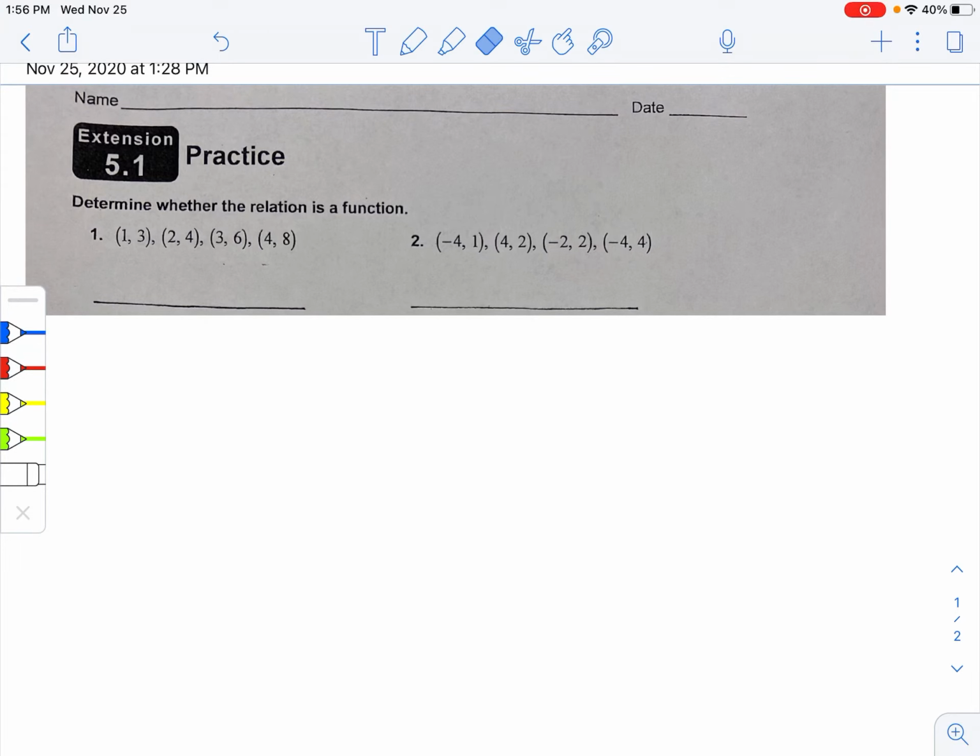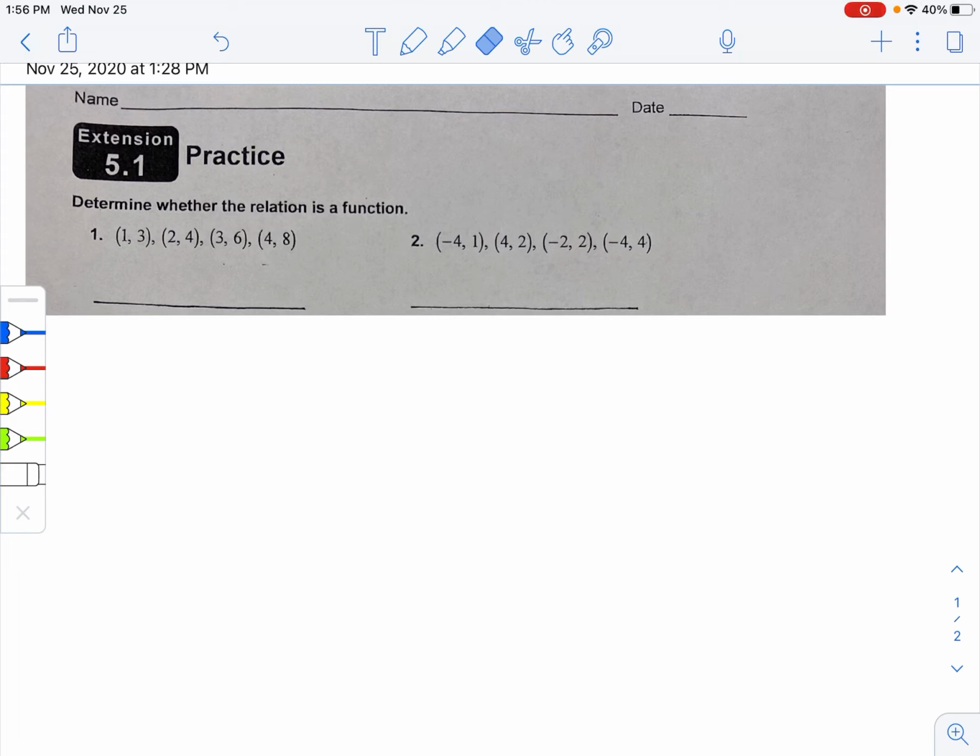All right, so in 5.1 practice extension, we are looking at if numbers given or ordered pairs given or a table given or a graph given is or is not a function. Now, this is something we did not talk about in the lesson very much at all. So I just want to take a couple minutes to review how we know if something is or is not a function, because this will be very important later.